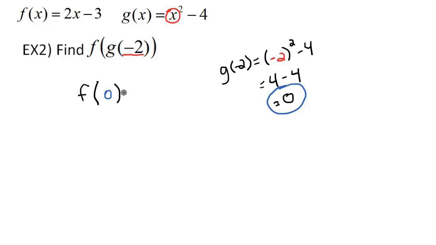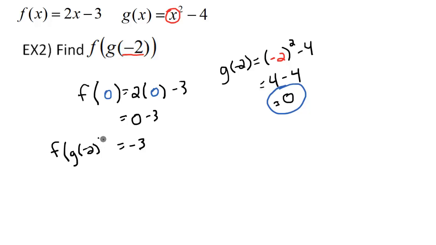If we do f of 0, we just write the f function, which is 2 times x minus 3, and then this x is 0. Plug that in and then simplify. So 2 times 0 is just 0, minus 3. 0 minus 3 is negative 3. So that's what my final answer is going to be. f of g of negative 2 is going to equal negative 3.